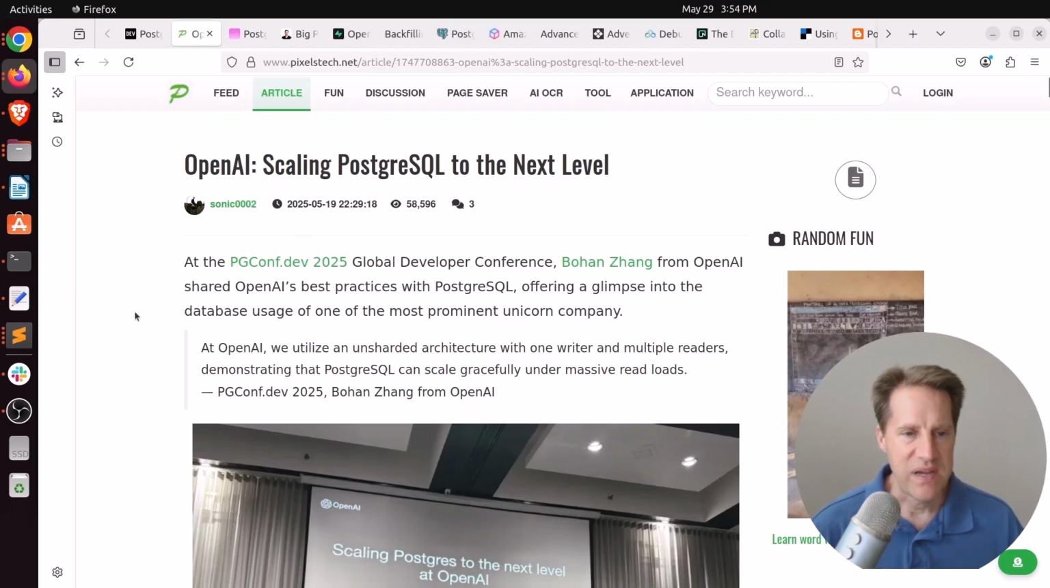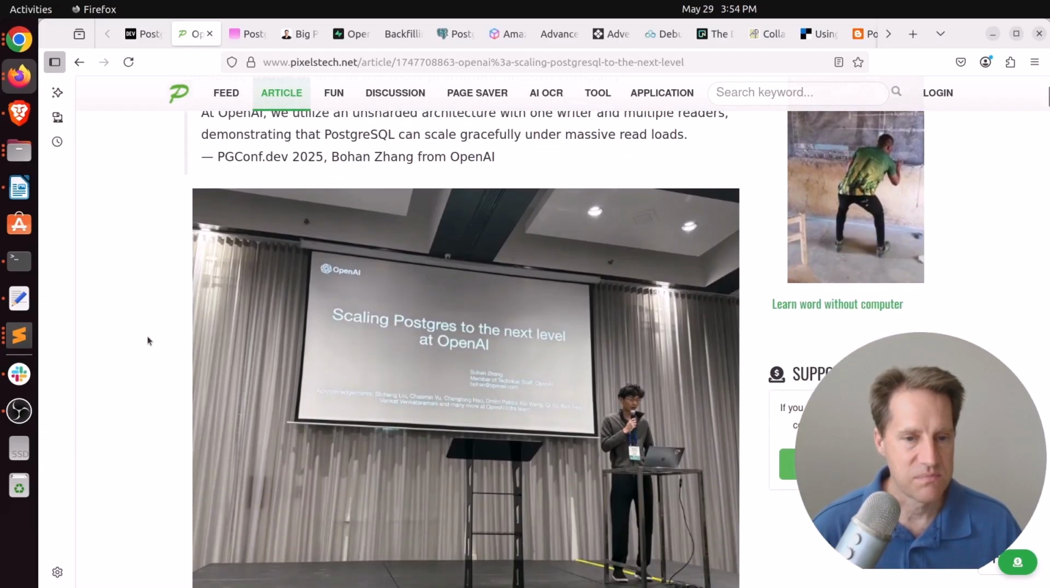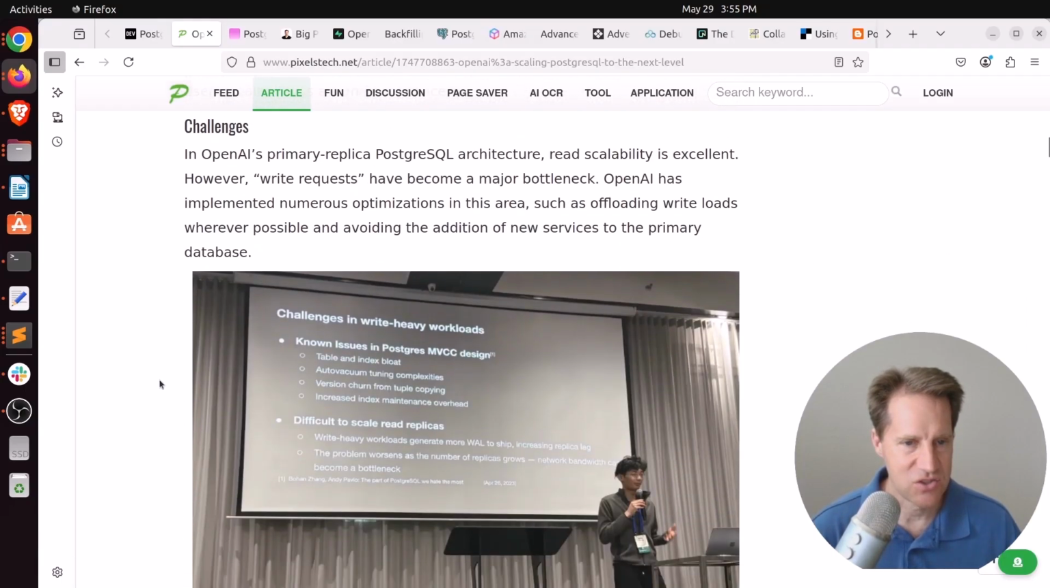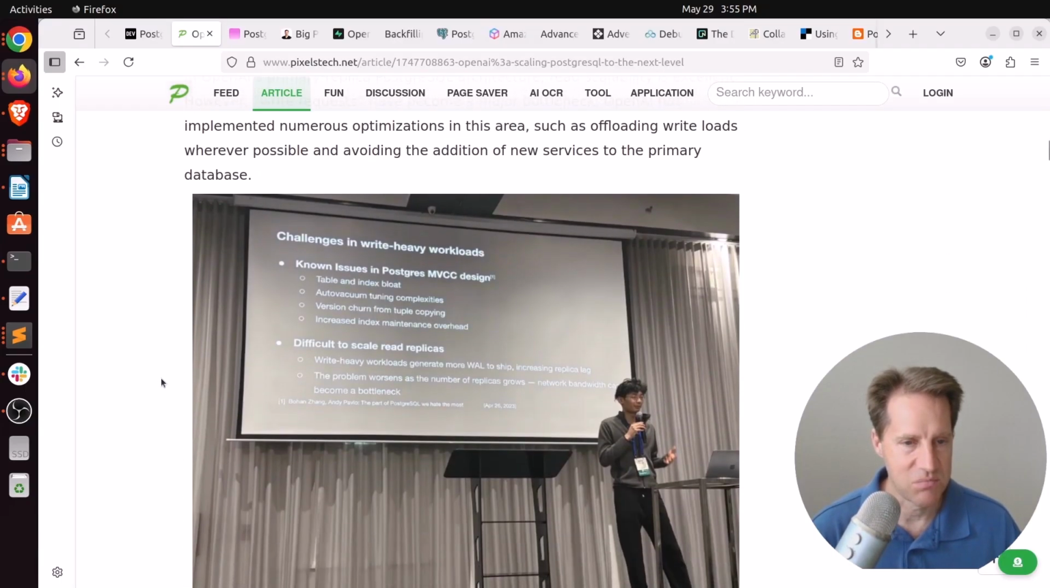Next piece of content, OpenAI, Scaling PostgreSQL to the Next Level. This is from pixelstech.net, and this was from a presentation given at PGConf Dev 2025, talking about how OpenAI uses Postgres. And what's interesting is that they've used a single writer and many replicas for their scaling solution. They say here we've used a single primary instance in Azure without sharding for a long time until we encountered write scalability limits. But I didn't see them mention sharding, at least in this particular post about the presentation.